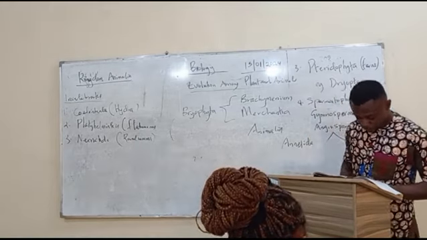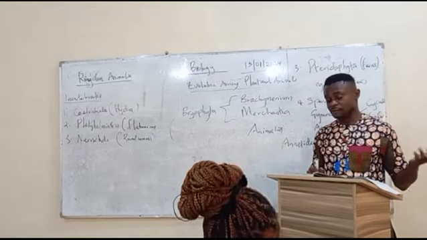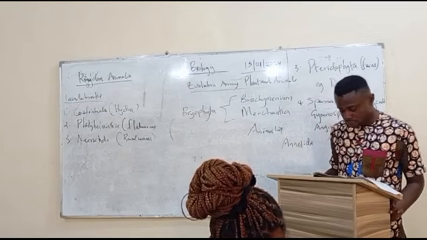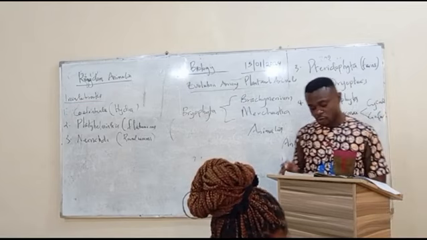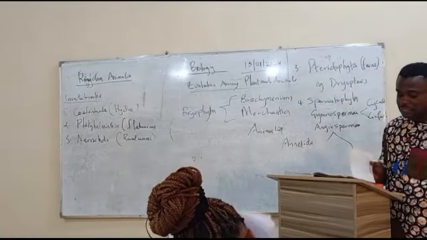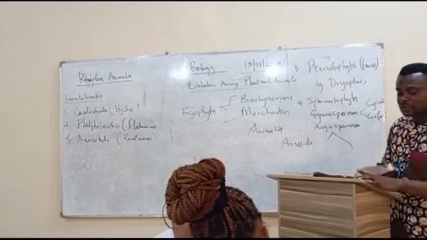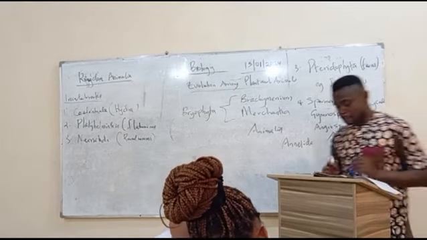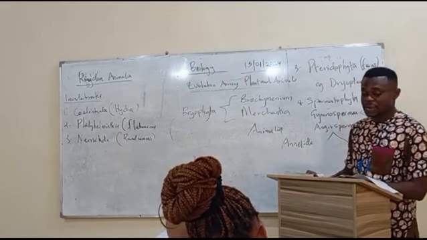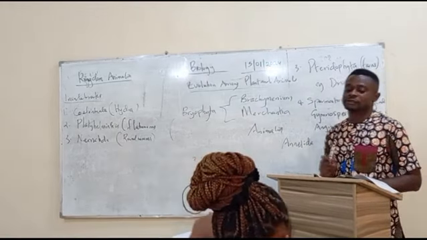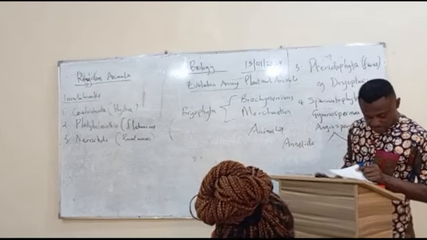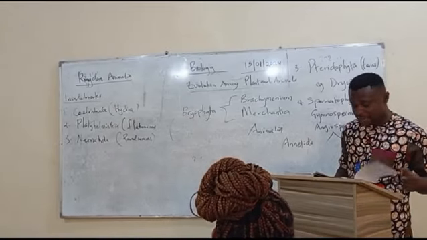Now, of course, they are microscopic. Very important: know that they are microscopic. This is the general feature of Kingdom Monera. Now let's pick the two examples we have in our syllabus: bacteria and blue-green algae.